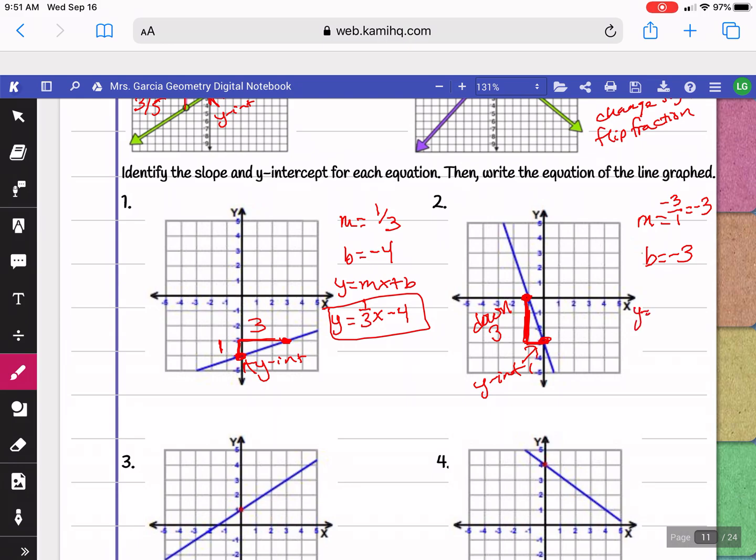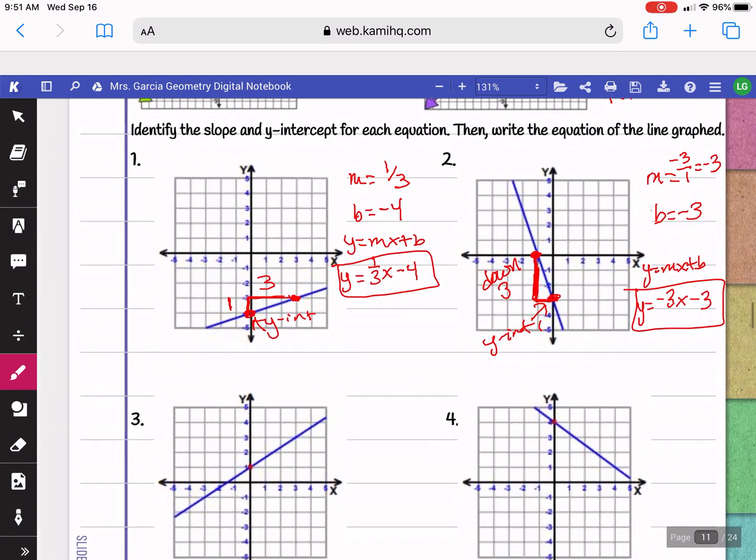So if I write my equation in slope-intercept form, my slope was -3, so I'm going to put y equals -3x. And my y-intercept was also -3, so I put -3.